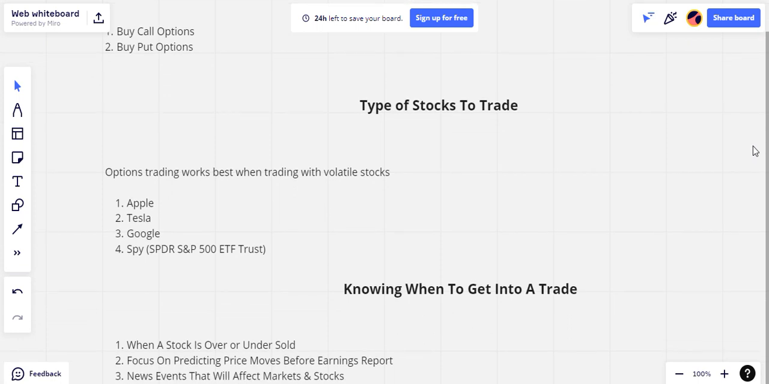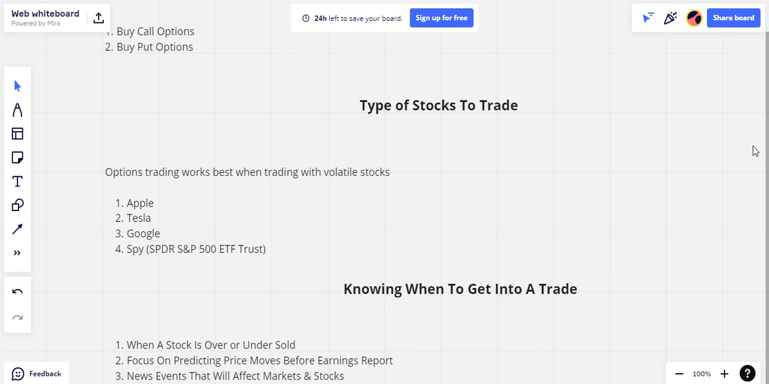So the next question is, what type of stock should you start trading when you're new to options trading? So really what you need to do is find stocks that have volatility. A stock that stays fairly flat in price, whilst you can make money trading options with those kinds of stocks, it's going to be difficult because options trading works best in volatile stocks.